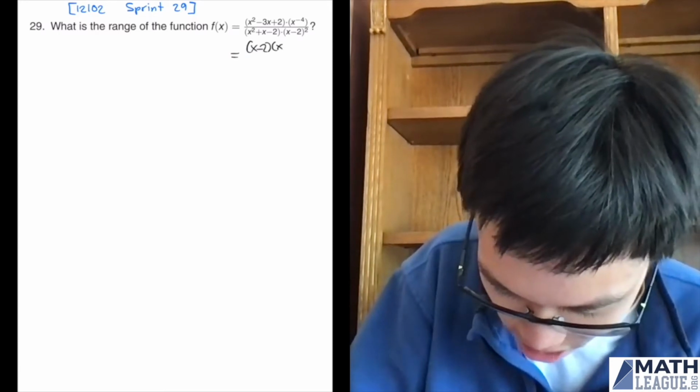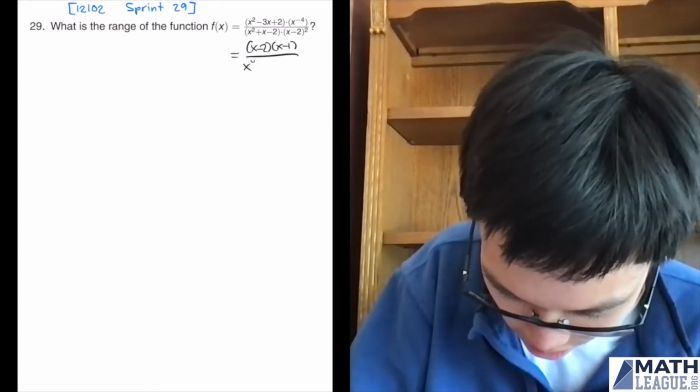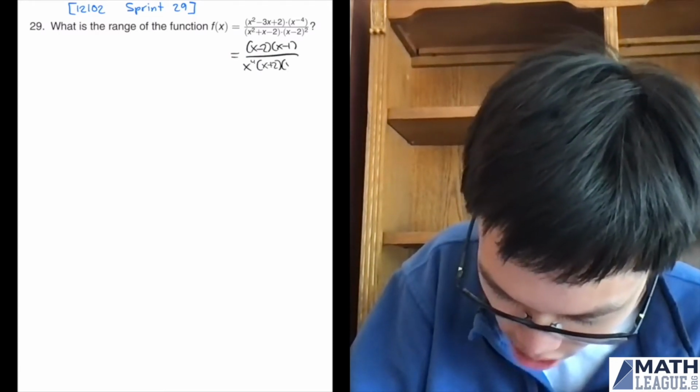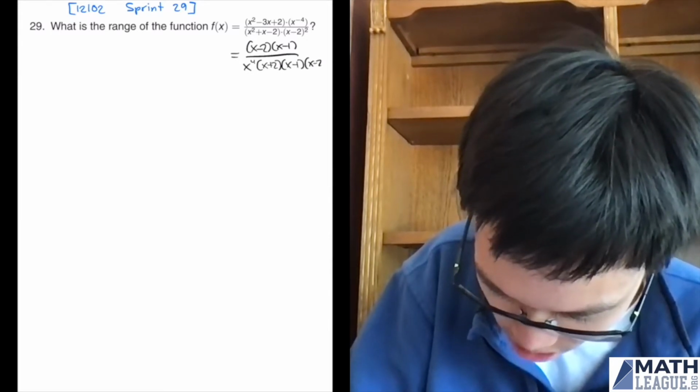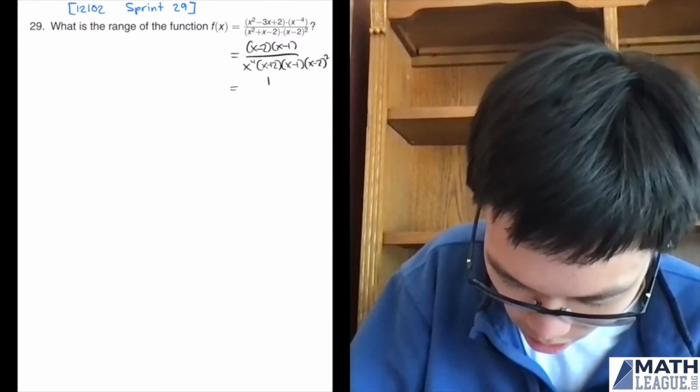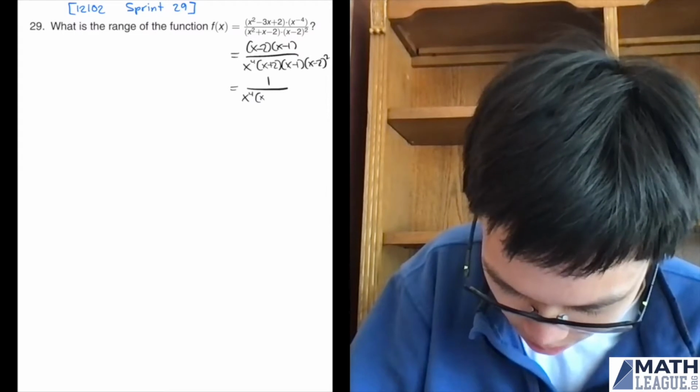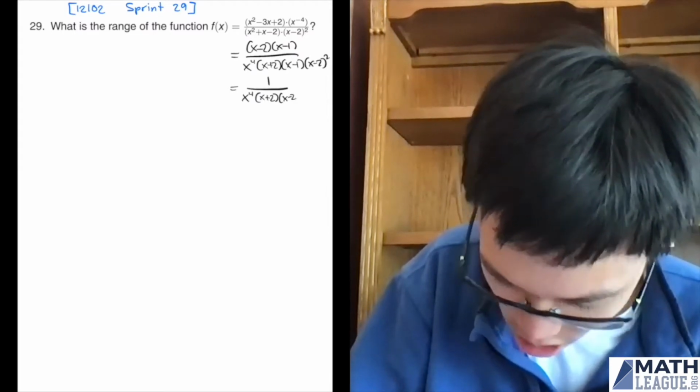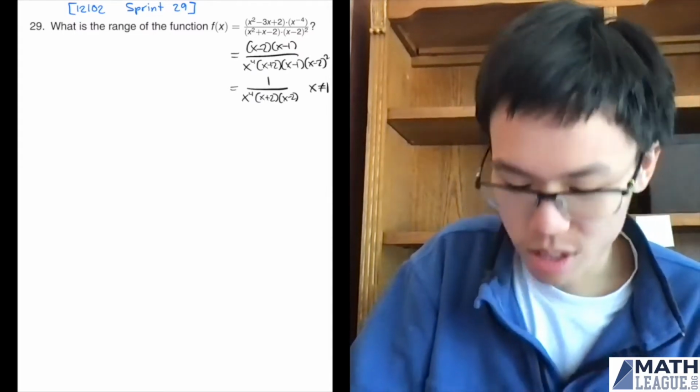Factor, factor, factor. Deal with the negative exponent. Factor, factor, factor. Oh, and terms can cancel each other out too. So then we have a numerator of 1, a denominator of whatever that is, and a domain restriction where x cannot have an input of 1.